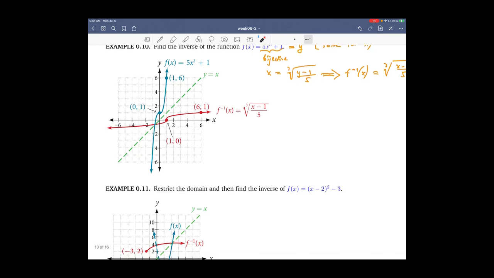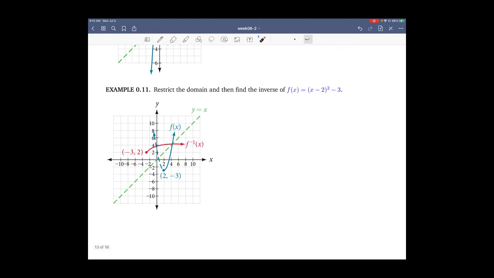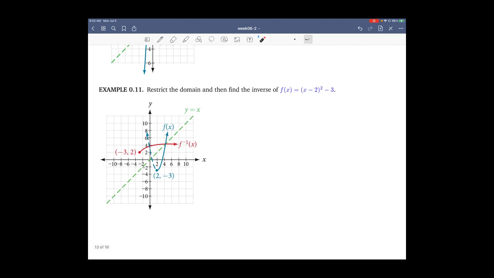And the other example here is the function x minus 2 squared minus 3. That's a parabola, y equals x squared, shifted 2 units to the right and 3 units downward. It is therefore not injective in general.